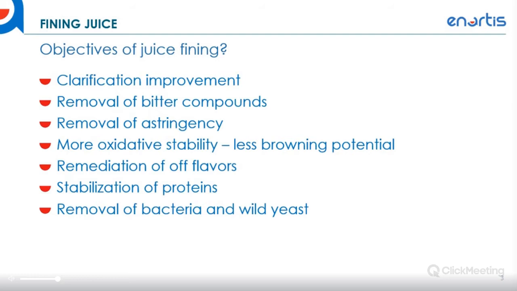So what are the objectives of juice fining? Why are we fining juices? Most of what I'll talk about today is clarification improvement. So we add fining agents to juices to make clarification more effective. We add it for removal of bitter compounds, removal of astringency, more oxidative stability, improving browning potential essentially of those subsequent wines made from those juices, remediation of off flavors, stabilization of proteins.